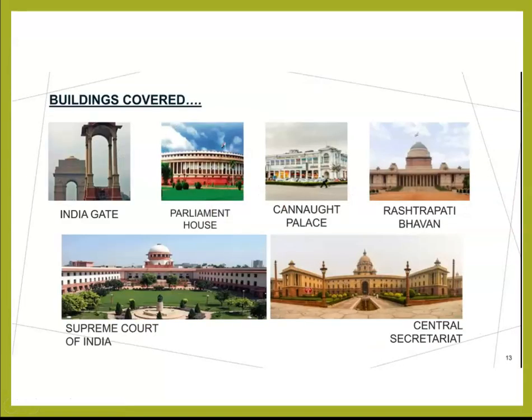The most important buildings built by Edwin Lutyens and Sir Herbert Baker are the India Gate, the Parliament House, Connaught Place, Rashtrapati Bhavan, the Supreme Court of India, and the Central Secretariat. So with this, I end. In the next video, we'll see about the India Gate, the design of India Gate.